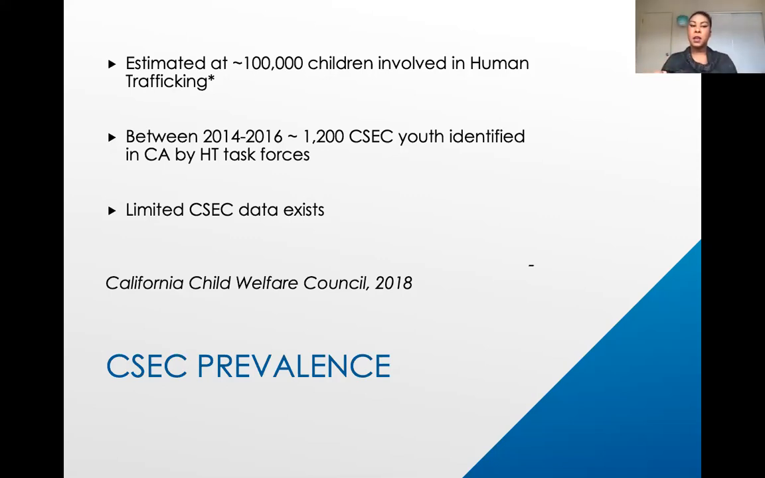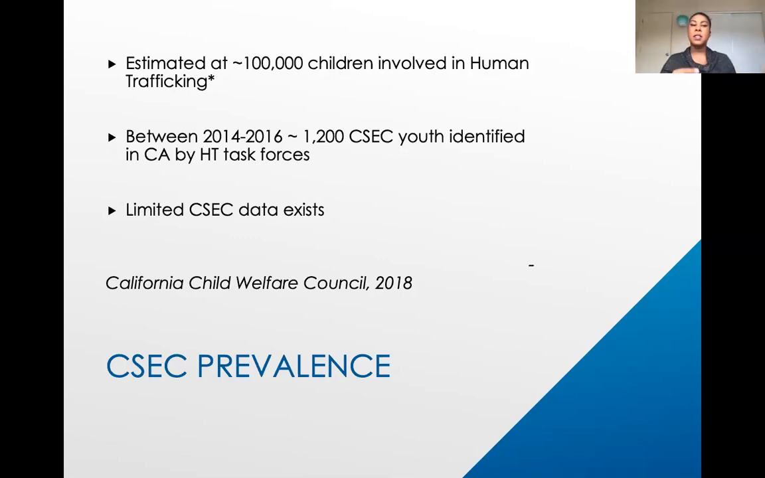In California, there was a human trafficking task force that looked at identified CSEC youth over a 2-year period from 2014 to 2016, and identified 1,200 CSEC youth who were identified as trafficking survivors in the state. But one of the things we know is that even that data is not fully complete. So the truth of the matter is very limited data on CSEC exists.